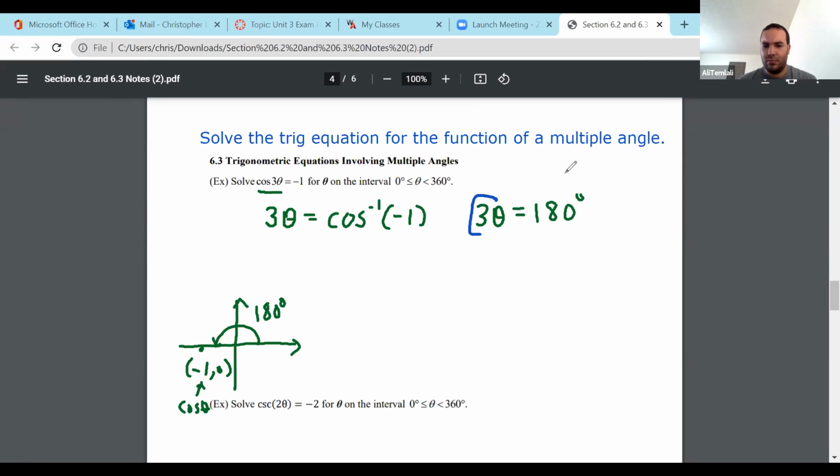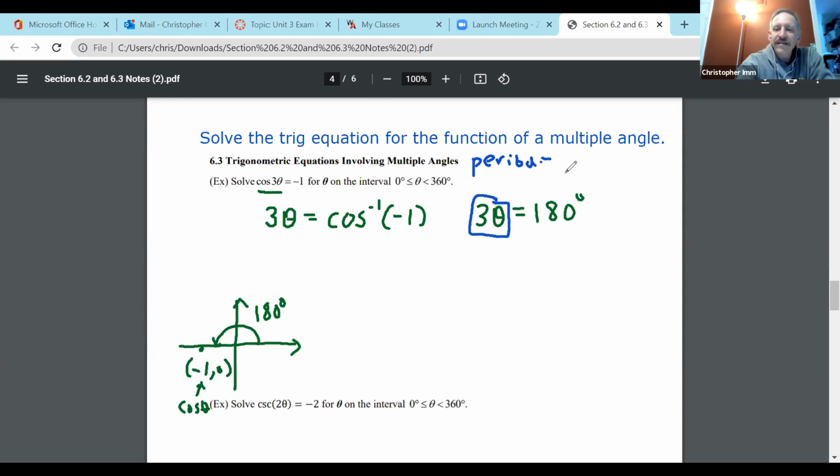Since this is 3 theta, our period is now, instead of 2 pi or 360, going to be 120. So this is what we have to do to find all these angles. Once we find everything on 0 to 360, we're going to add on right away 360 degrees times k. Okay? We're going to find all of them. And of course, k is an integer here.